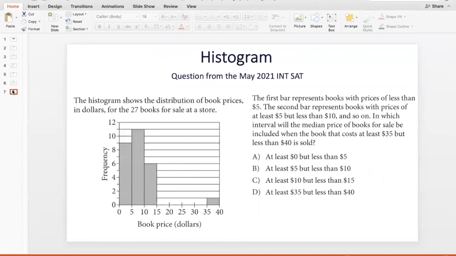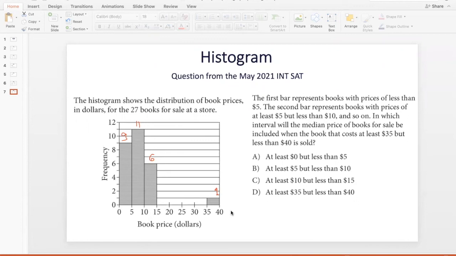Another question. The histogram shows the distribution of book prices in dollars for the 27 books for sale at a store. So again, because this is a histogram, we have a range. So there are 9 books priced between $0 and $5, 11 books priced between $5 and $10, 6 books priced between $10 and $15, and 1 book priced between $35 and $40. The first bar represents books with prices of less than 5. The second bar represents books with prices of at least 5 but less than 10, and so on.